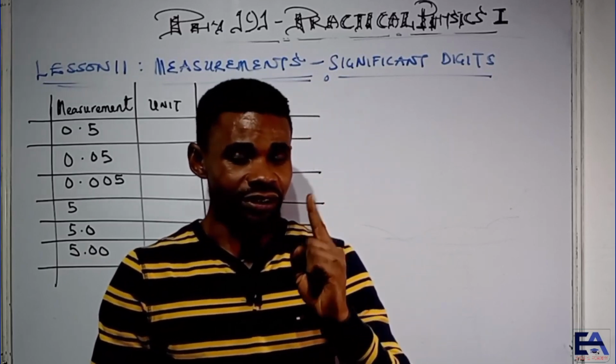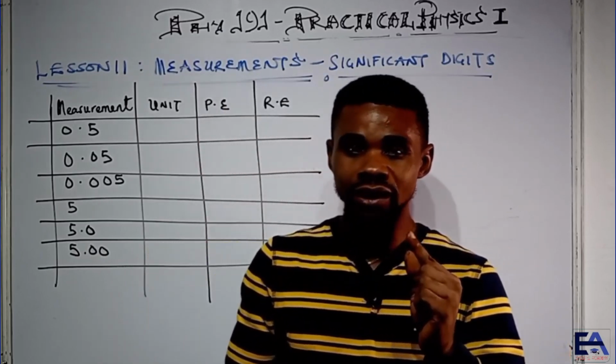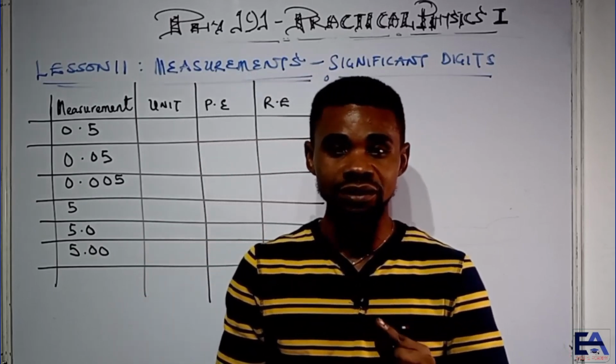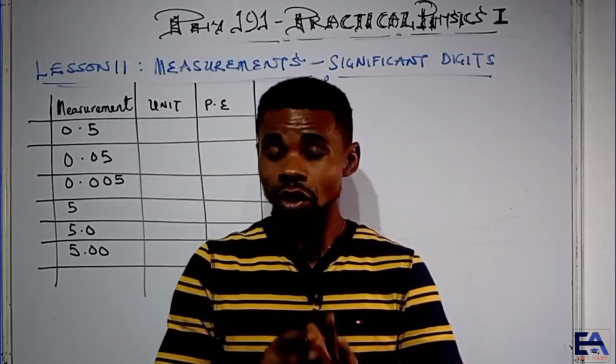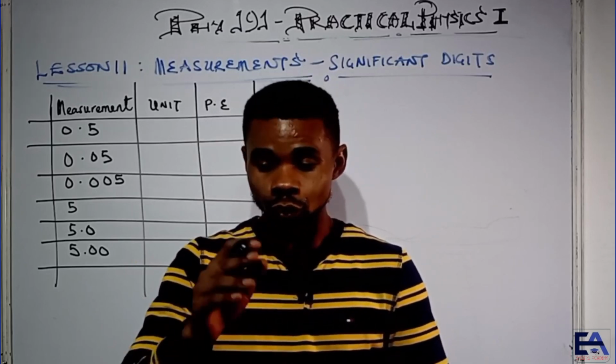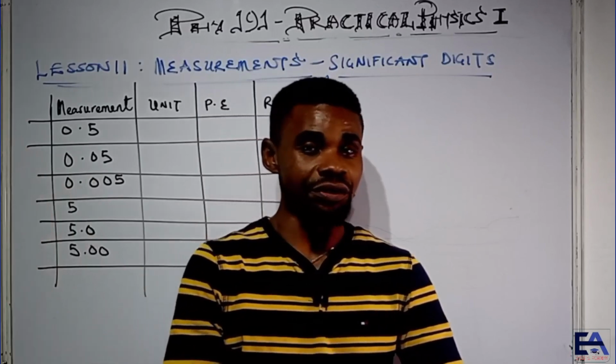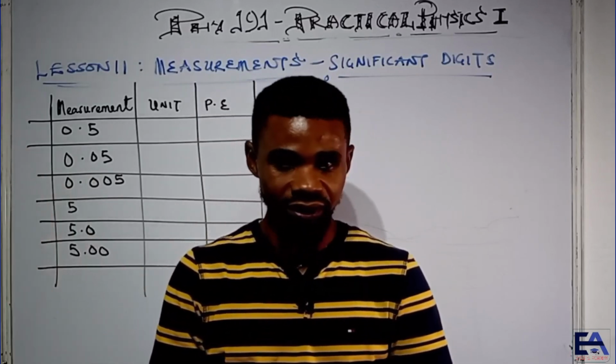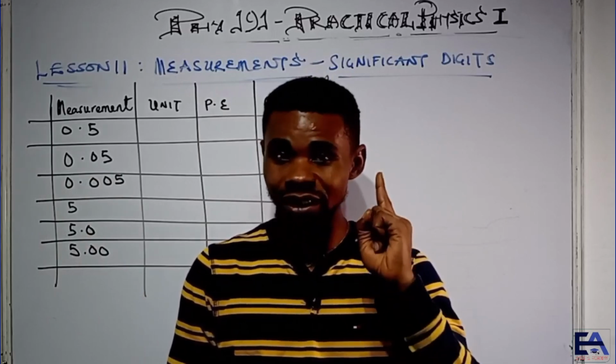Please take note of this. Number one is that all non-zero numbers are significant. All non-zero numbers, which means any number that is not zero, from 1, 2, 3, 4, 5, are significant. Take notes, that's number one.